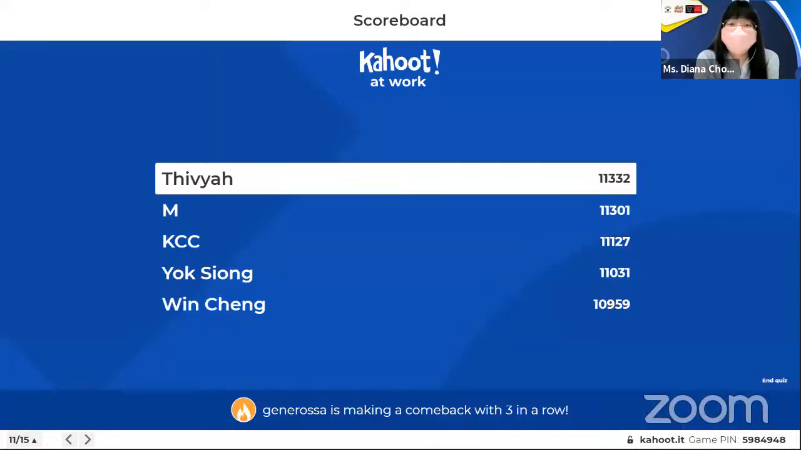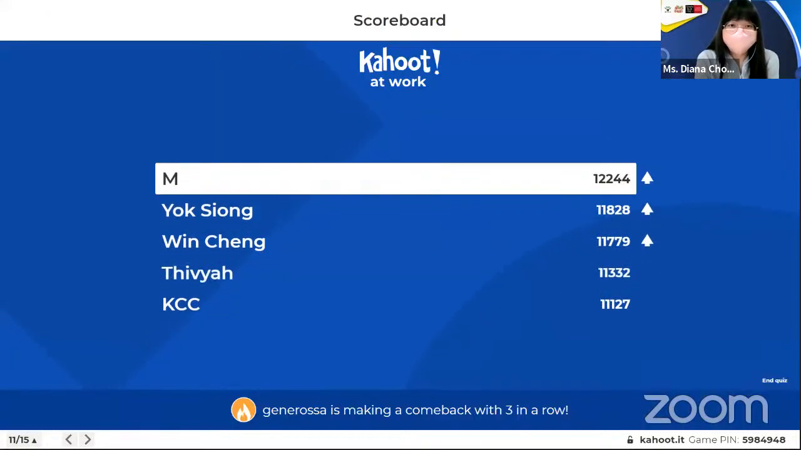Let's see who's in the standings. M has come up and is number 1, followed by Yeoxiong, Wincheng, Divya, and KCC. It's anyone's game right now. So next question.